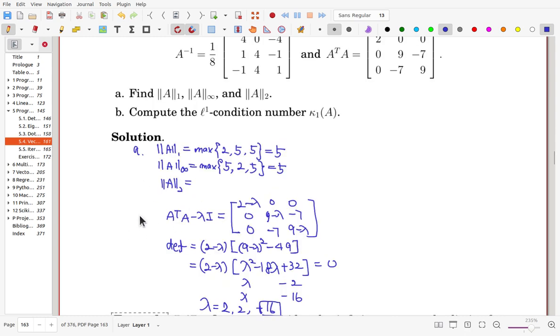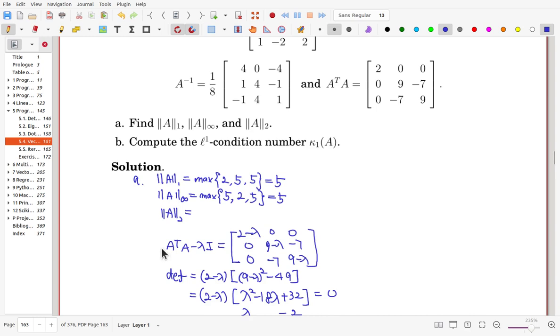So that is the largest eigenvalue of A transpose A. Okay, so we can complete the computation. The square root of the largest one, 16, is 4. Right? Okay, so we finished part A. How about part B?